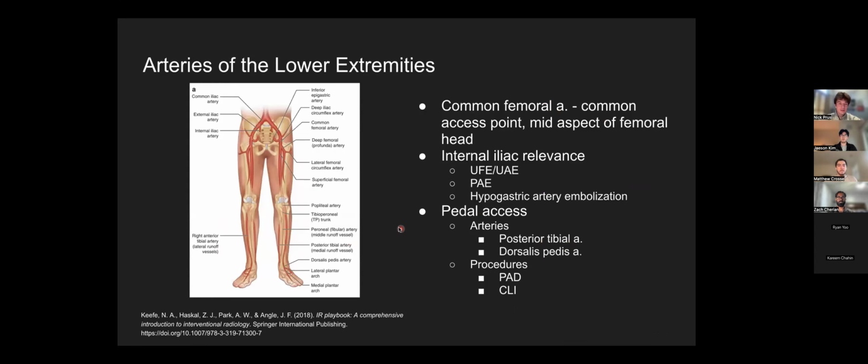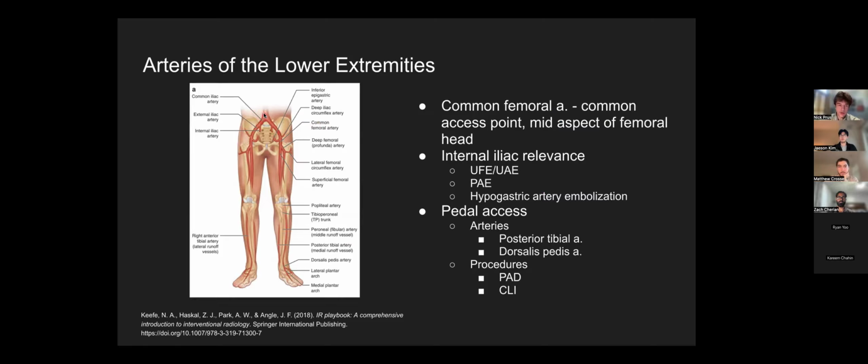I'm going to move on to the arteries of the lower extremities. So common femoral artery, very common access point. You'd want to access it by the mid aspect of the femoral head. That's important because when you're closing, you want to make sure you're putting pressure on it against a bone. Because if there's nothing in that area, it's going to be harder for it to close.